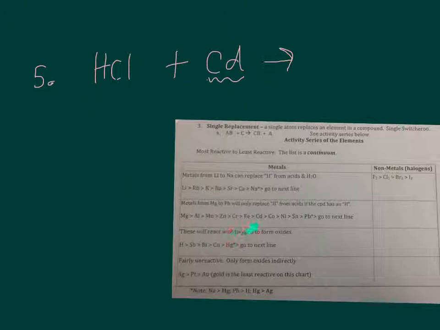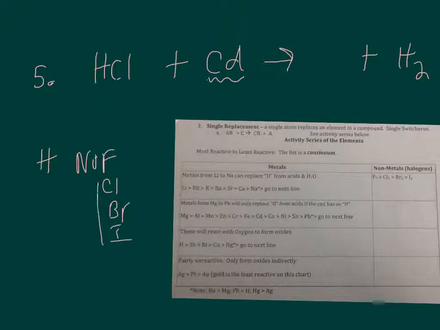So is Cd above H? I found Cd, there's H. Cd is above H, so Cd can kick out H. And then when H is written all by itself, it's a diatomic. You have to remember H, N, O, F, Cl, Br, I, you just have to flat out memorize those or look at the periodic table and have it clue you into that. Those are always written with subscripts of 2.